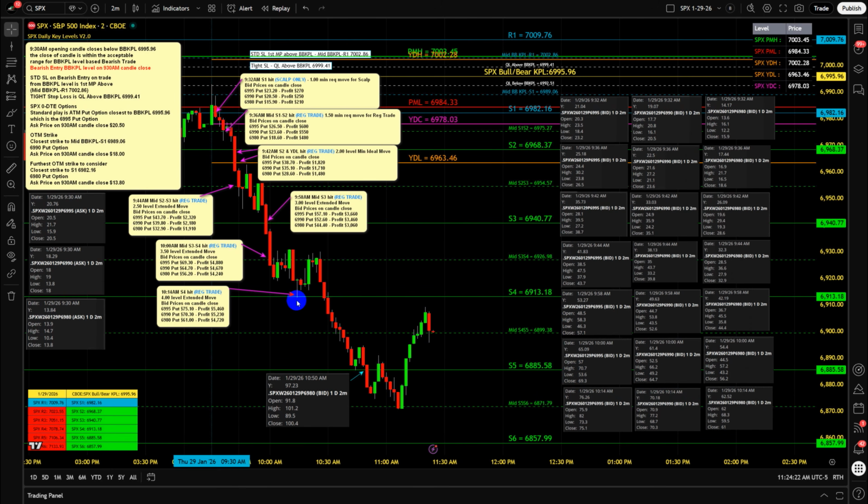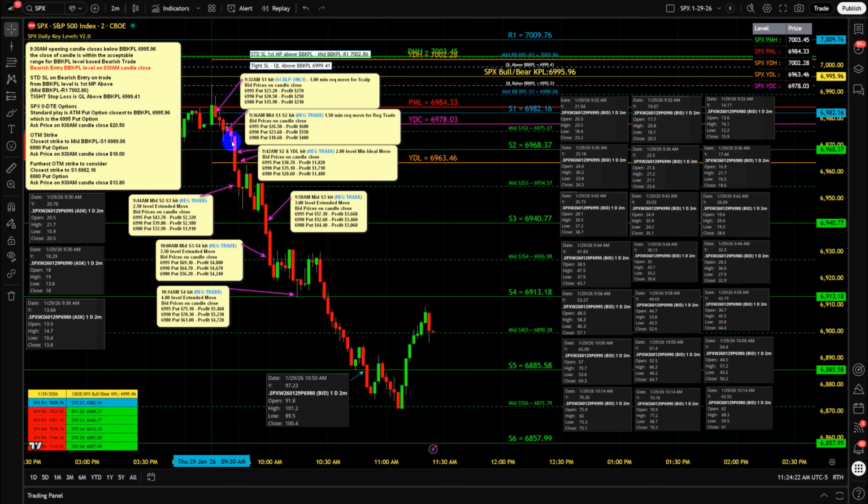And then here at 10:14 a.m. we have this hit of the S4 level with the bounce back up. So we have a touch with the bounce back up. Now a 4-level extended move. Bid prices are here on the candle close. However, if you were taking your profits based on the touch, it would have been a little bit higher, and that would be basically the highs of these instead of the close.